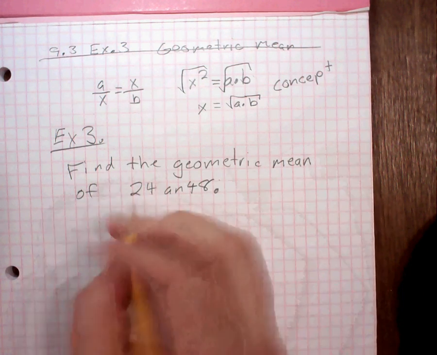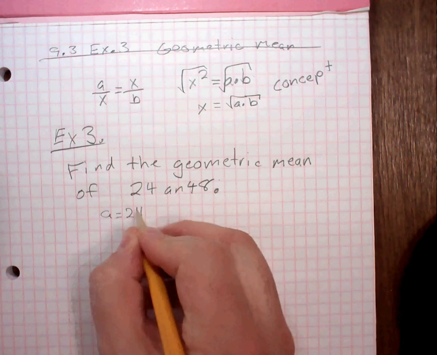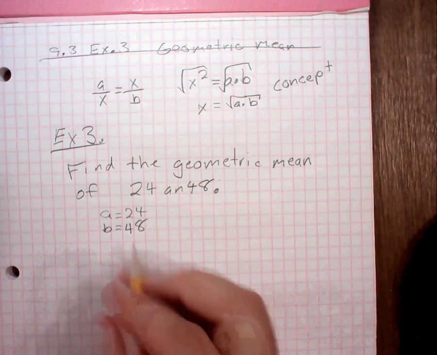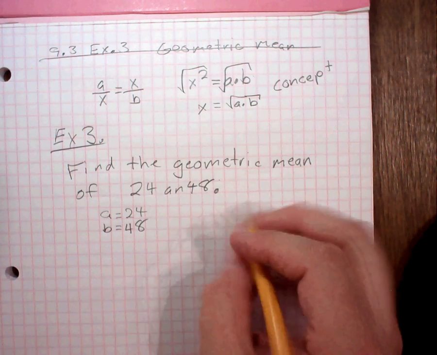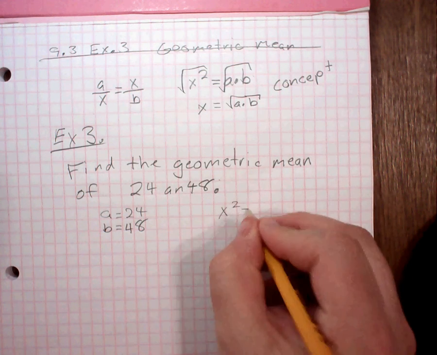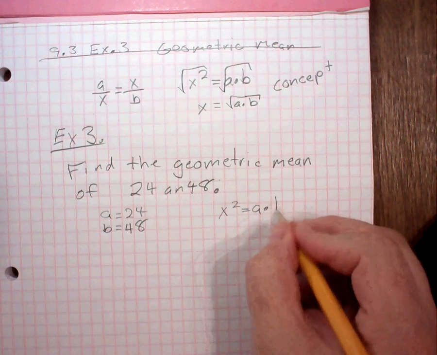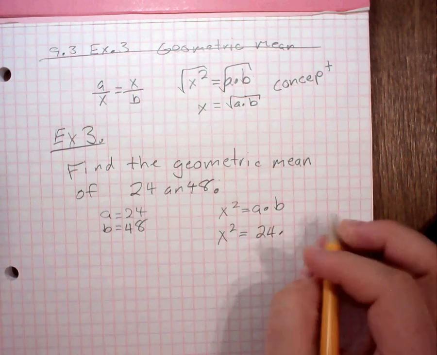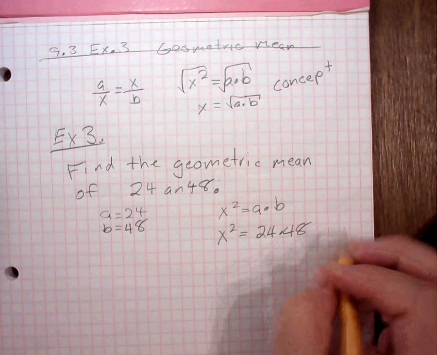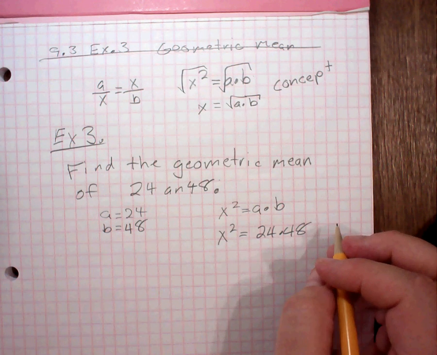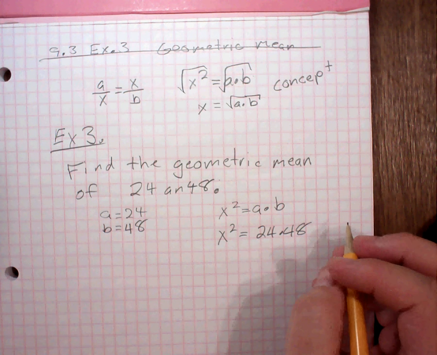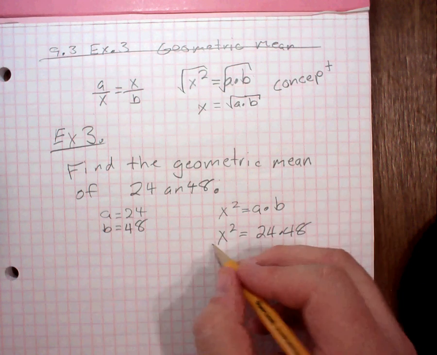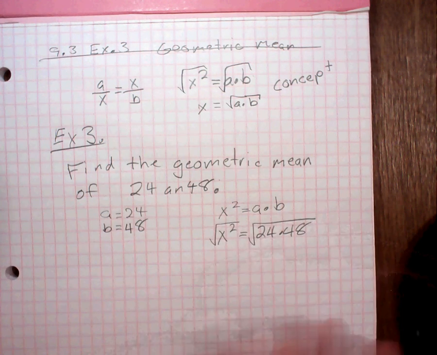So what we're going to do in this scenario, we're going to let a equal 24 and b equal 48. So what does that mean? That means that x squared would be equal to a times b, or x squared would be equal to 24 times 48. Now, the next step is to take the square root of this whole thing.